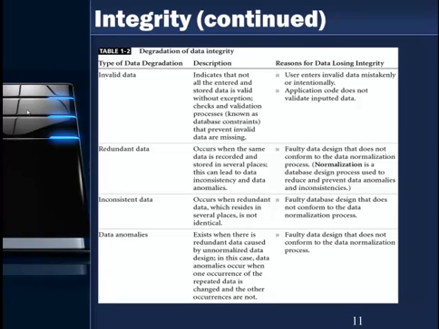Inconsistent data occurs when redundant data, which resides in several places, is not identical. And then data anomalies as well exist, where there's redundant data caused by unnormalized data design. So just a couple of examples.